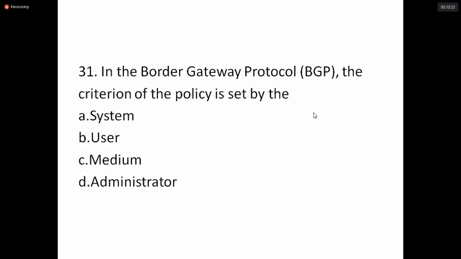In BGP, the criteria of the policy is set by the dash. You remember the Border Gateway Protocol attributes. The attributes should be general as well as internal. So according to that, the answer is not the system, not the user, not the medium, it is the administrator. So the administrator decides the policy criteria in BGP.